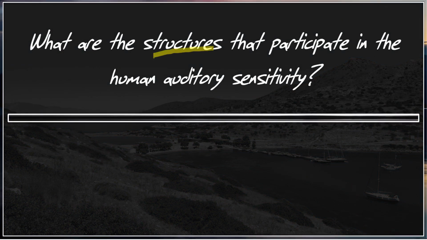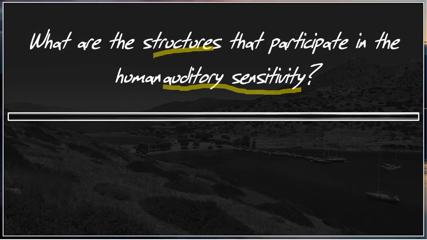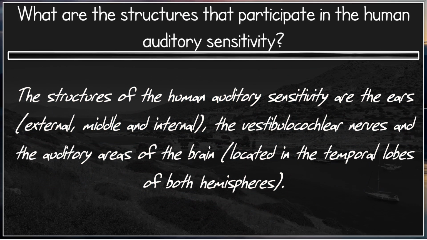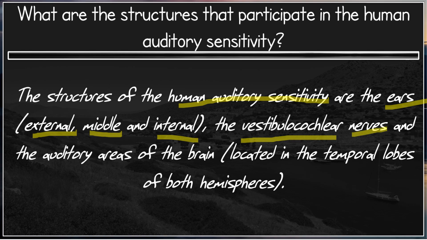What are the structures that participate in the human auditory sensitivity? The structures of the human auditory sensitivity are the ears, the external, the middle, and internal, and the vestibulocochlear nerves, and the auditory areas of the brain located in the temporal lobes of both hemispheres.